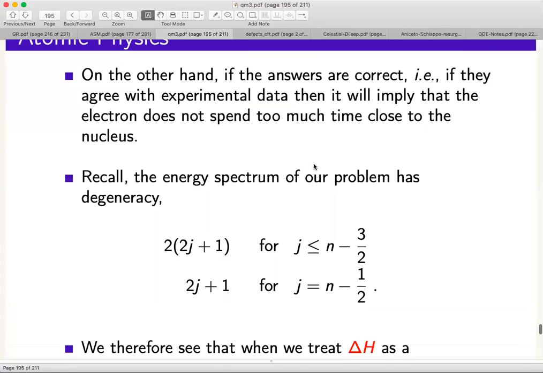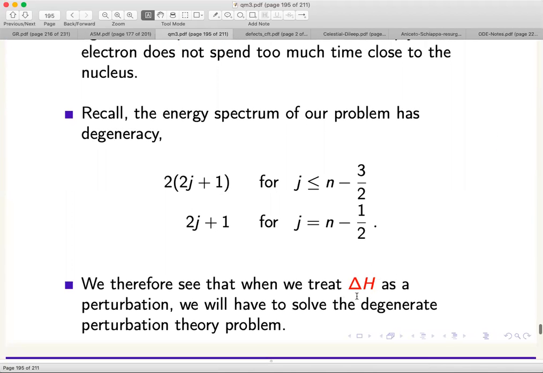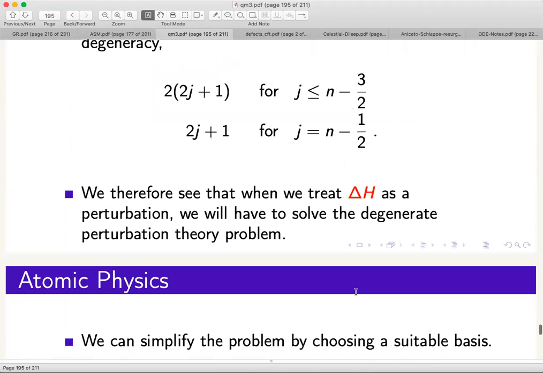Now, after having obtained this Hamiltonian delta H, the first thing that we have to worry about is how to obtain the correction due to delta H to the spectrum of the hydrogen atom problem. And at that time, we realize that the problem we are actually looking at is a degenerate perturbation theory problem, because every state is degenerate depending upon the J value. If it is not the highest J value, it is 2 times 2J plus 1 fold degenerate. For the highest J value, of course, it is only 2J plus 1 fold degenerate. So if you want to compute the correction due to delta H, you should be solving the degenerate perturbation theory problem.